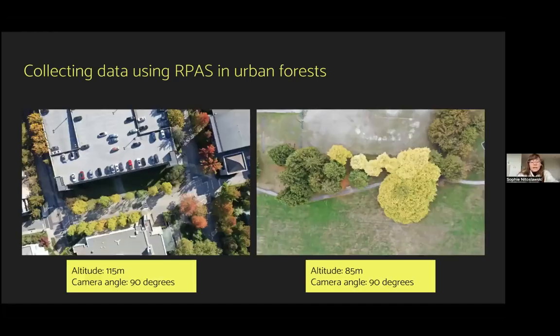So here's another example. These are taken at the same angle, so 90 degrees with the camera pointed completely down, but at different altitudes. The one on the left is taken at an altitude of 115 meters, so quite high up. That's actually the legal limit where a drone can fly. And the one on the right is taken at 85 meters, so quite a bit lower. And you can see that there's a bit of a difference, right, in terms of what you can see in the images.